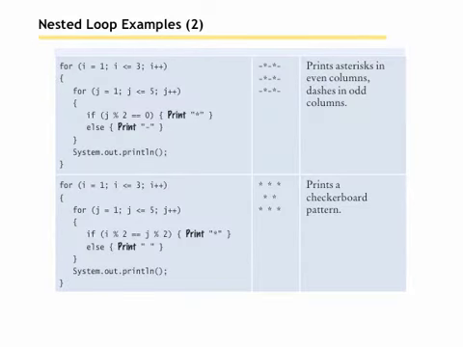Here's another example where we want to print a certain thing if the loop control variable is divisible by 2, if it's even. So inside our inner loop we have an if statement. If j modulus 2 equals 0, we print an asterisk, else we print a dash. And then in the last example, we want to print a checkerboard pattern. Inside the inner loop, we say if i modulus n equals j modulus n, then we print an asterisk, else we print a space.